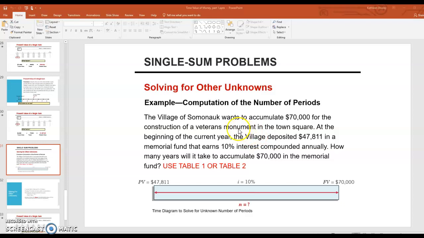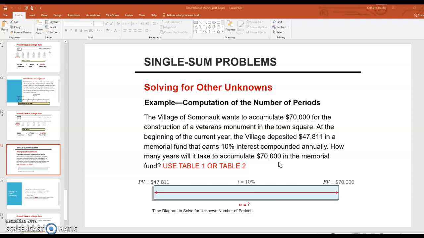So let's look at this example. The village of Salmonok wants to accumulate $70,000 for the construction of a veterans monument in the town square. At the beginning of the current year, the village deposited $47,811 in a memorial fund that earns 10% interest compounded annually. How many years will it take to accumulate the $70,000 in the memorial fund?